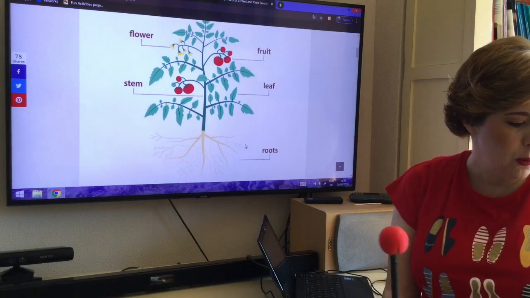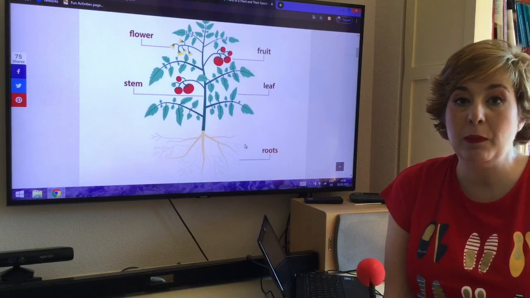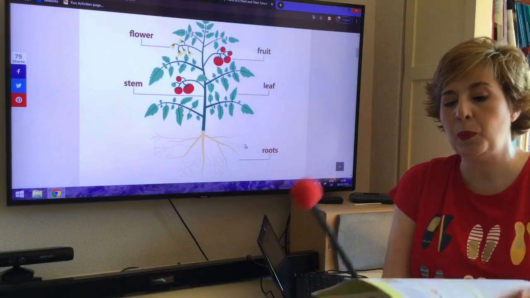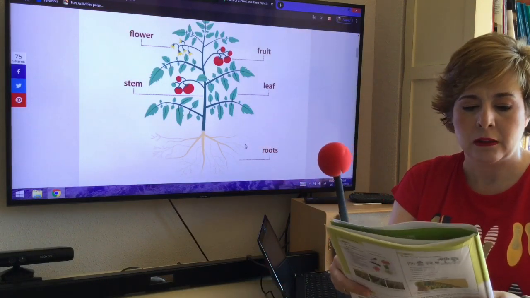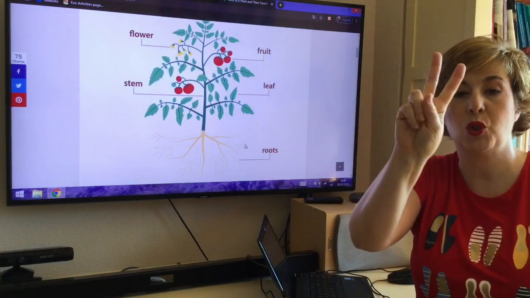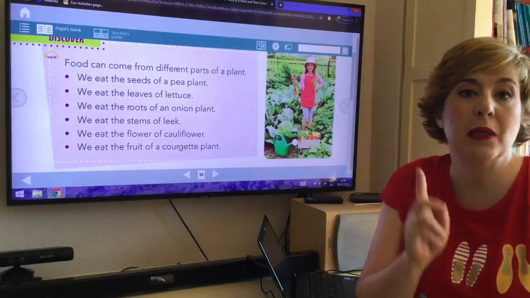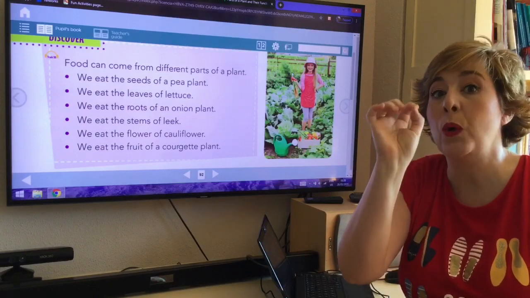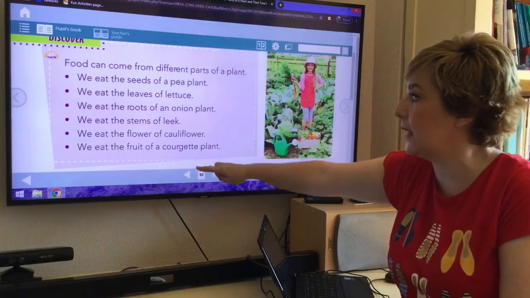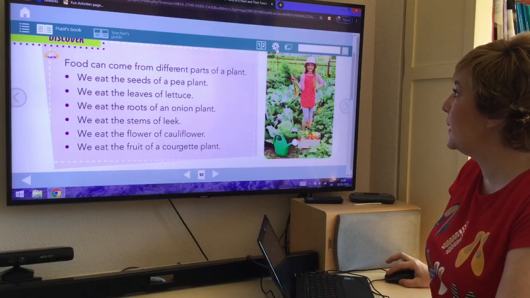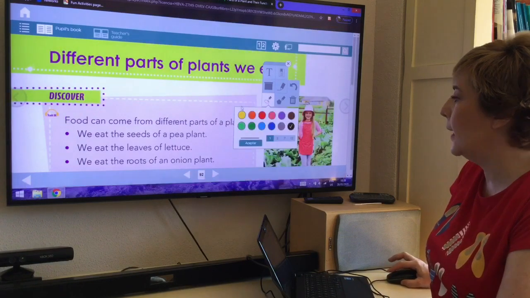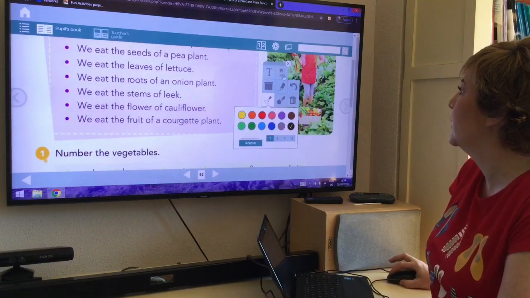Well, now we are going to go to the book, and we are going to go to page 92. The first thing we are going to do is with our pencil, we are going to write numbers here. So we take the pencil and we write numbers. Why? You will see later.